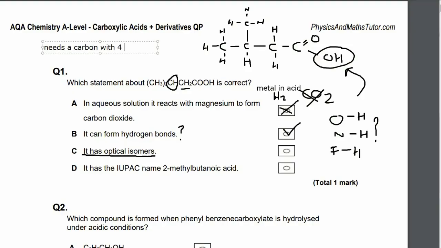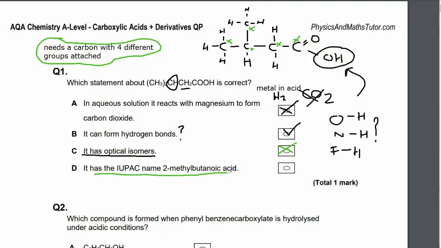So C, an optical isomer, this is going to need a carbon with four different groups attached, you know, a chiral carbon. And if we check these, okay, this methyl group, no, none of these have got four groups attached. This one, four groups but not four different groups anyway, and the last one only has three groups, so it's definitely not that.